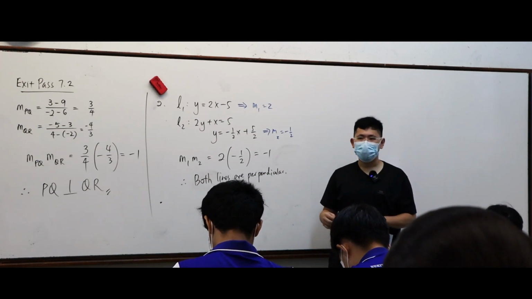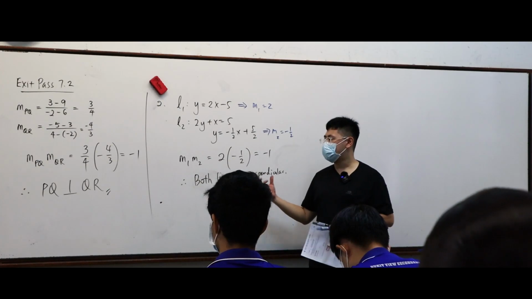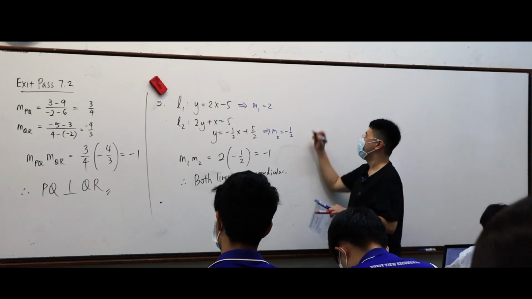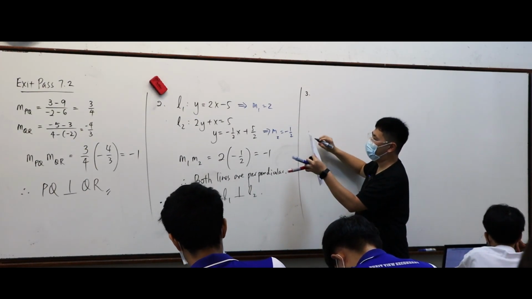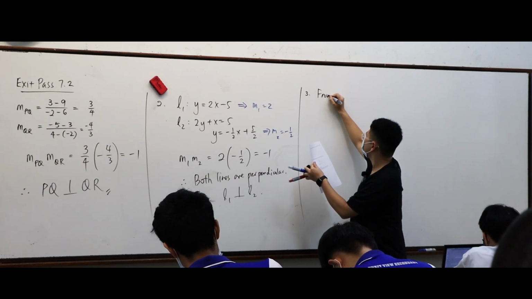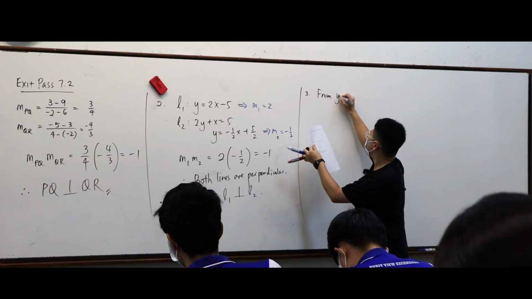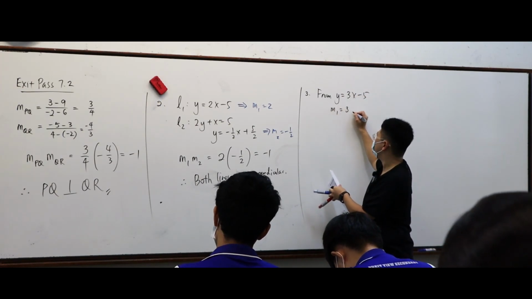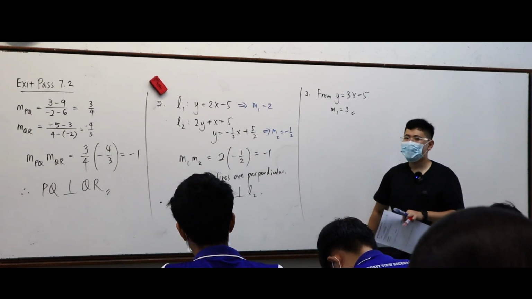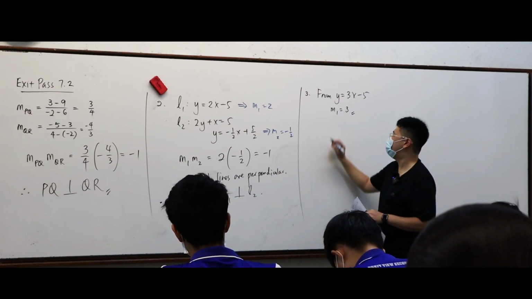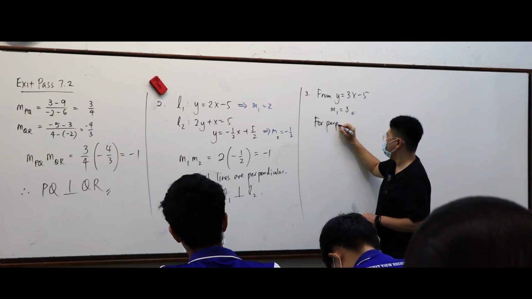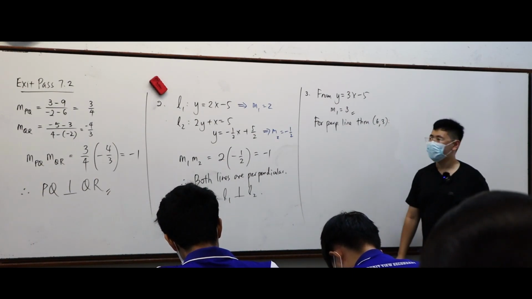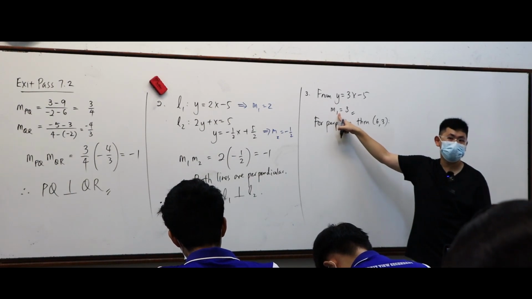Okay, question 3. So, the first skill is to know whether something is perpendicular or not. The second skill is to build an equation for the perpendicular line. So next one for question 3, we have y equals 3x minus 5. Okay, so the gradient is equal to 3. The gradient for the first one is 3. And then we need a new line, a perpendicular line. So for the perpendicular line, it's passing through 6, 3. Okay, we can make use of this to look for the gradient.